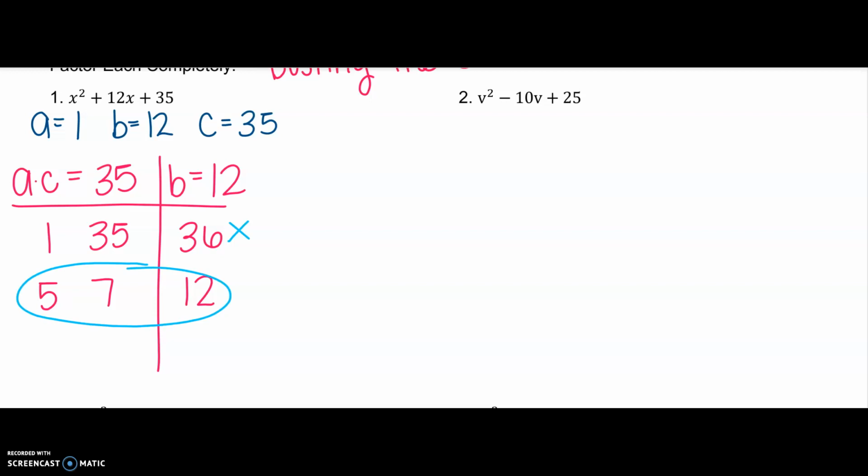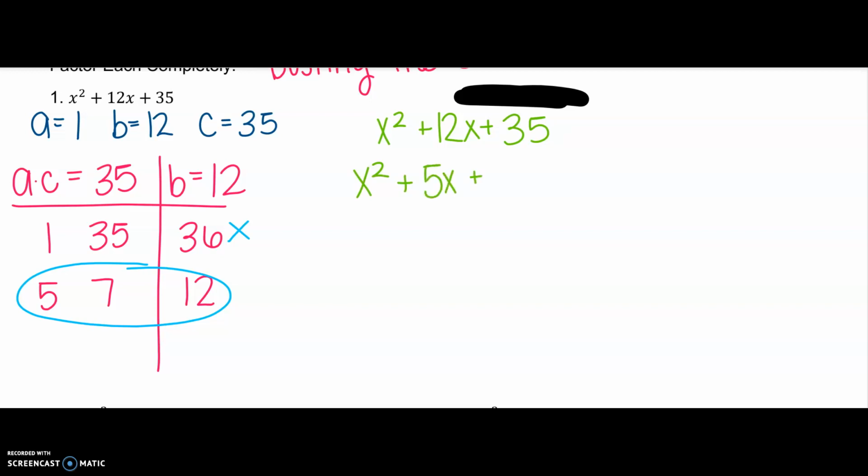So now I'm going to take my problem and rewrite it. So I have x squared plus 12x plus 35, which we're now changing to x squared plus 5x plus 7x plus 35. I have not changed the integrity of this problem at all. If you simplify the second line of this problem, you will notice that it goes right back to our original problem. The only thing that I did was split up the 12 term to make 2 terms.